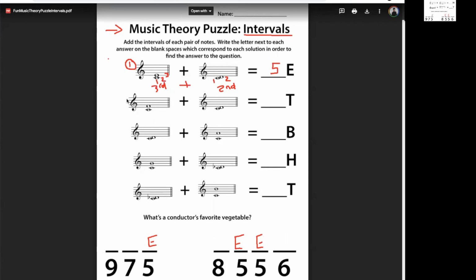And then you go on to the next one and you continue on until you figure out what's a conductor's favorite vegetable.